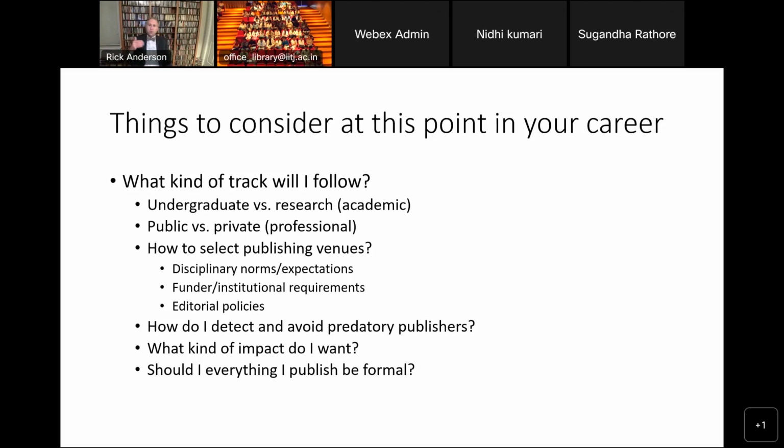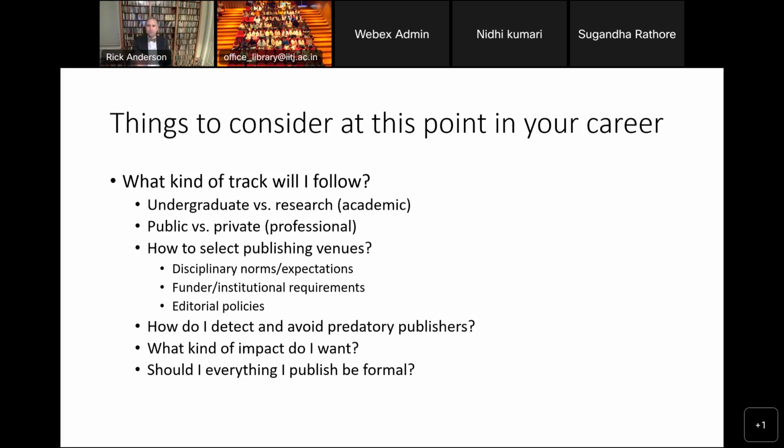If you decide to go into an academic track, you need to ask yourself, do I want to work at academic institutions that focus on undergraduate education, or do I want to go into institutions where the focus is on applied research? Those are going to be two very different tracks, especially in terms of scholarly communication. You'll be much more intensely involved with the scholarly communication ecosystem in the applied research track than you will be on the undergraduate education track.